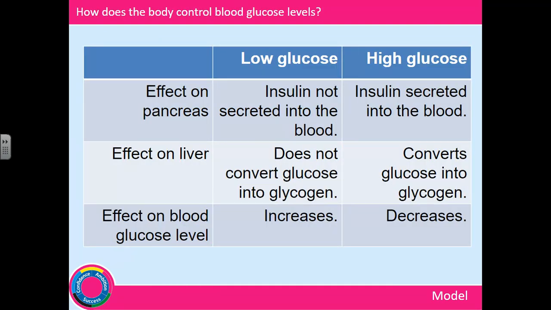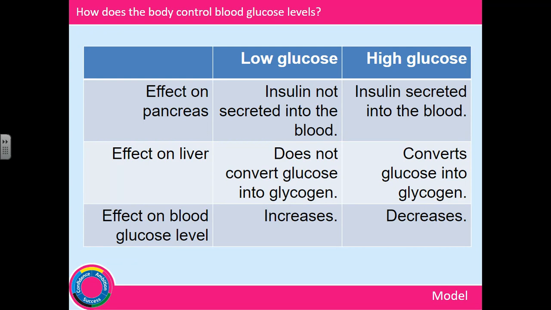Okay, now this is a quick table on the effects that low glucose and high glucose have on our pancreas, our liver, and our overall glucose level. So if you've got low glucose, the pancreas is not going to secrete insulin into the blood, and the liver is not going to convert glucose into glycogen. And the overall effect on blood glucose is going to be an increase. What the liver does do, though, is convert glycogen back into glucose and pump that back into our blood if our glucose levels are too low.